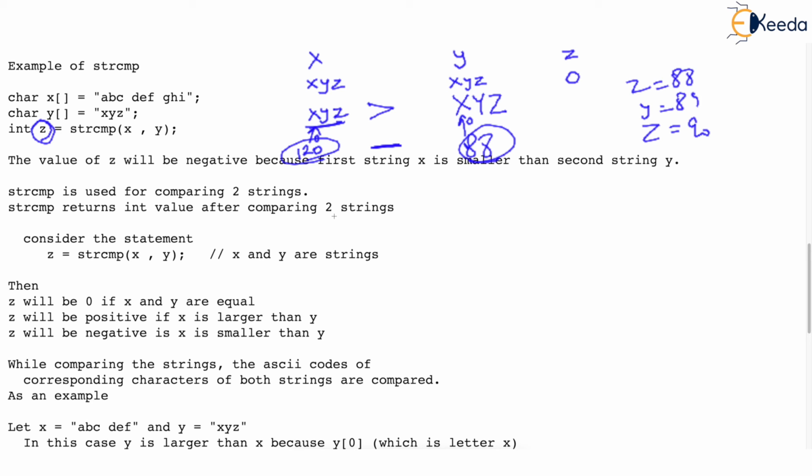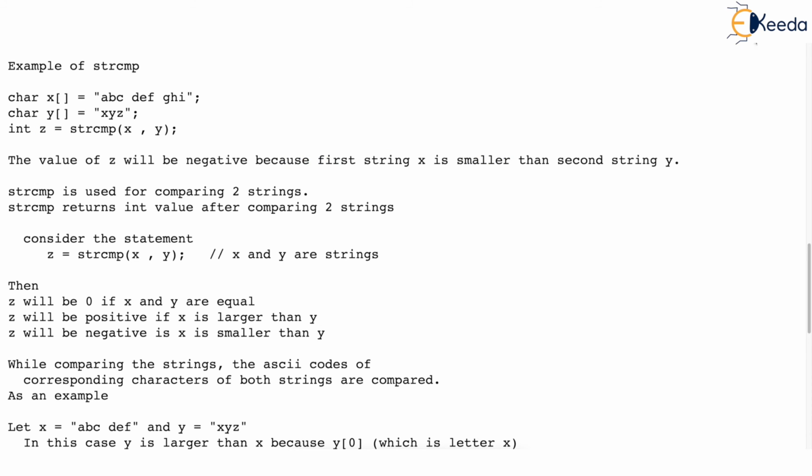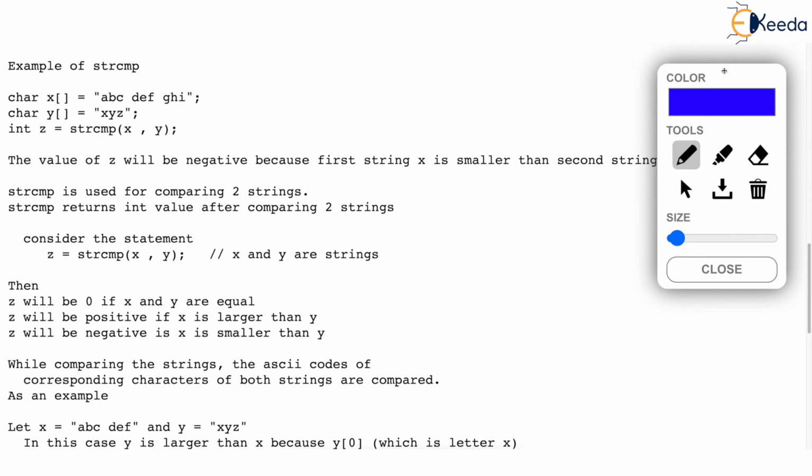You can remember one thing, that small letters have higher ASCII code than capital letters. Recall, capital A has 65 ASCII code, small a has 97. And capital Z has 90 and small z has 122. So if you have a small letter at the corresponding place where capital letter is, you can directly claim that the string which has small letter will be larger because the ASCII code over there is larger. Okay. So two examples we saw on strcmp.